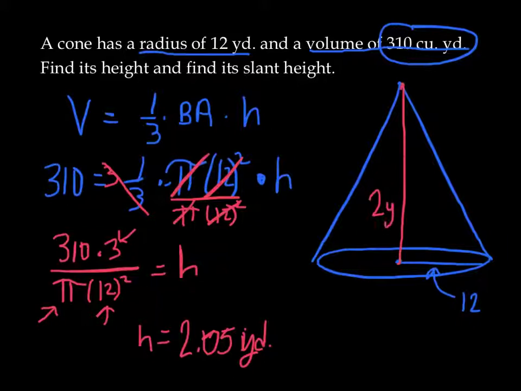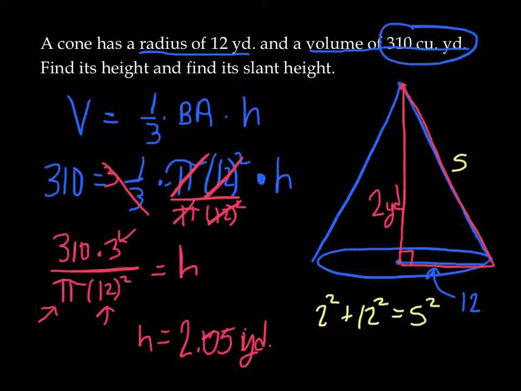Okay, to find the slant height, we know the height is 2.05 yards, so we'll just call it 2 for nice rounding sake. And the slant height and the height once again form a right triangle. So to find the slant height, S, we'll take 2 squared plus 12 squared equals my slant height S squared. Okay, typing all that in and doing some rough calculations, you should find that the slant height is therefore 12.16 yards. Okay, and that brings us to the end of this video.